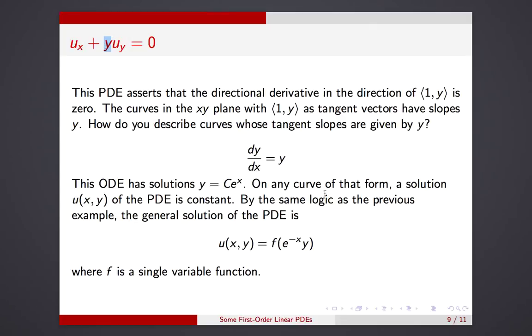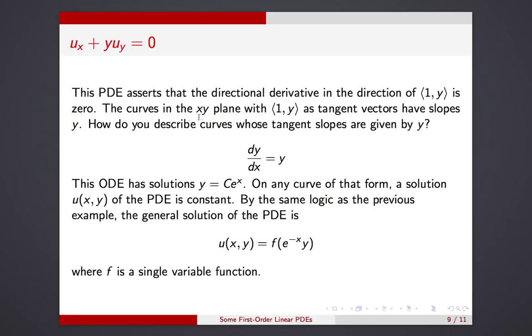Well, it will go the same way, actually. Okay, so this PDE is saying that the directional derivative in the direction of (1, y) is 0 this time. So same thing as before, it's just if these coefficient functions aren't constant, you're still making a statement about a directional derivative. Because again, the directional derivative is just something times ux plus something times uy.